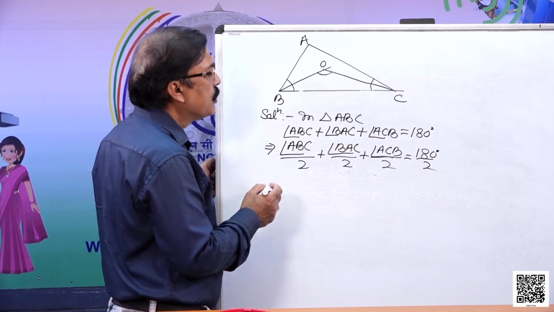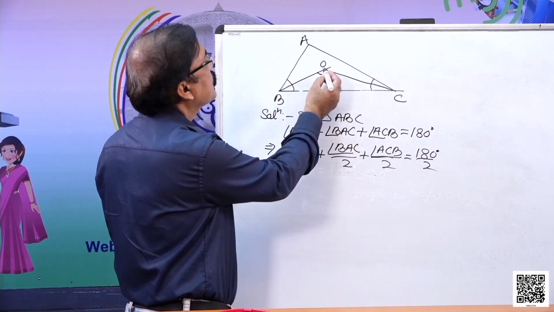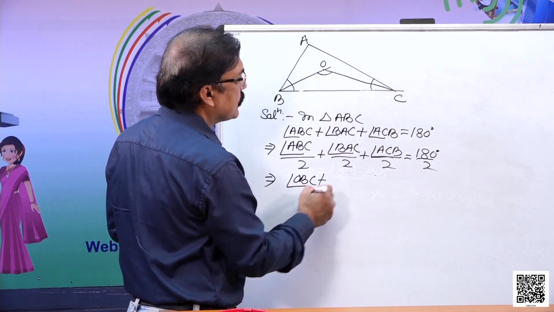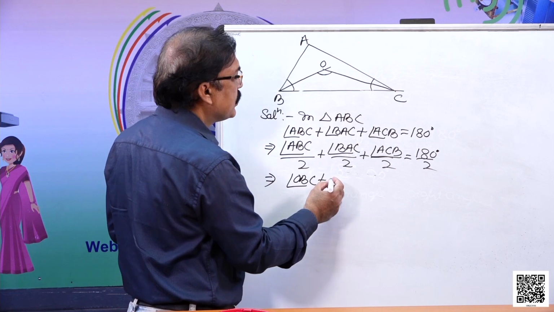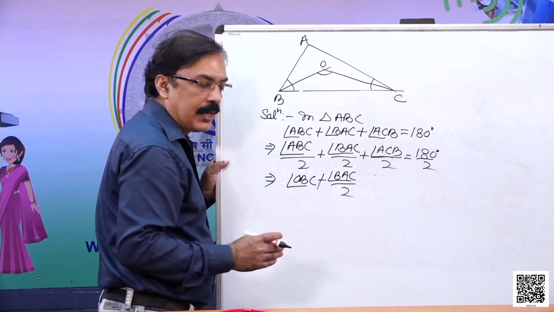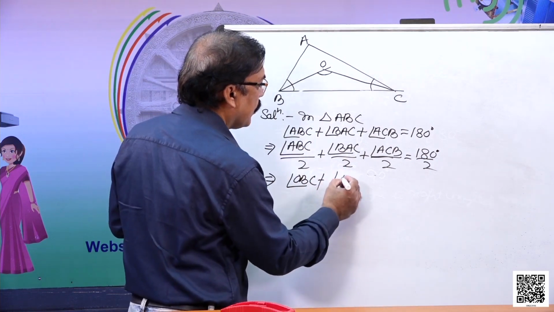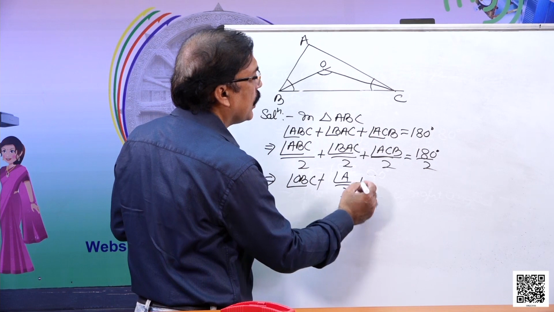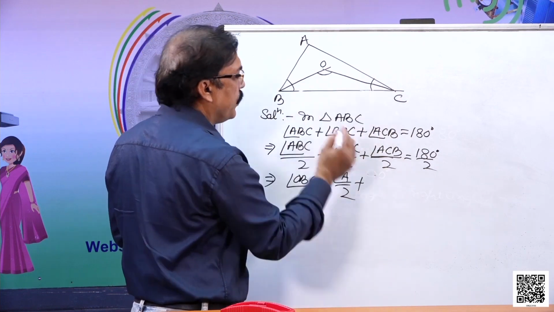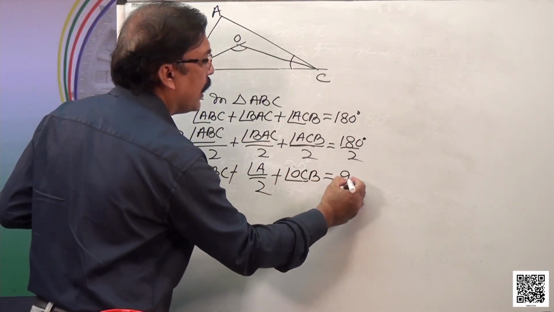This shows, you see, ABC by 2 is same as angle OBC plus BAC by 2 is as it is, or we can simply write as angle A by 2, plus angle ACB by 2, ACB by 2 is OCB, is equal to 90 degree.